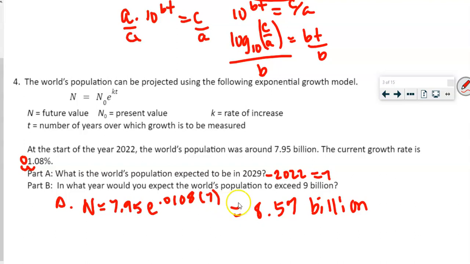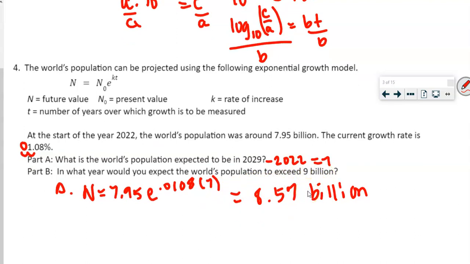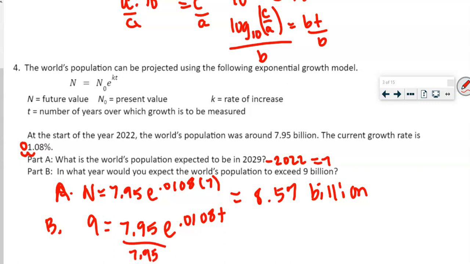So then it says, in what year would you expect the world's population to exceed 9 billion? So this time, for part B, we're going to put 9 here, and we're going to put our 7.95 there. We're still going to put our e here and our 0.0108, and this time we're going to solve for t. So we can divide both sides by 7.95. And when we do that, what did I get? I got 0.1241, and that's equal to 0.0108.